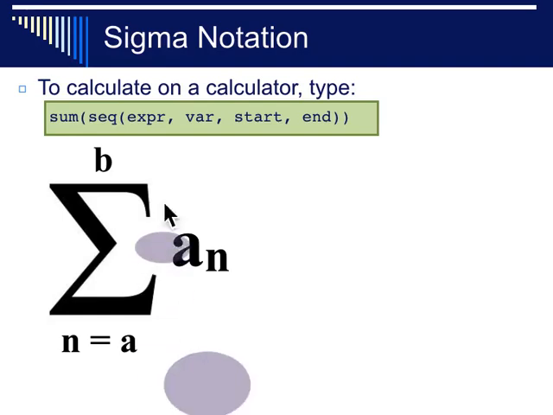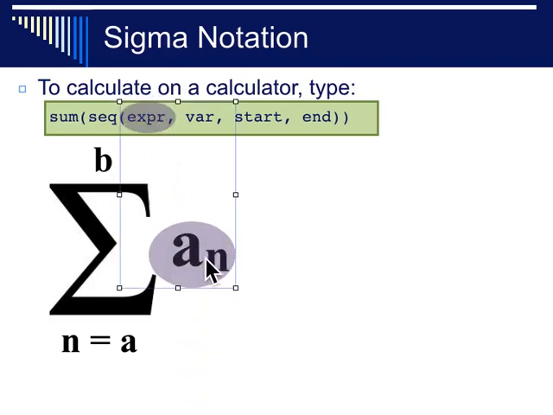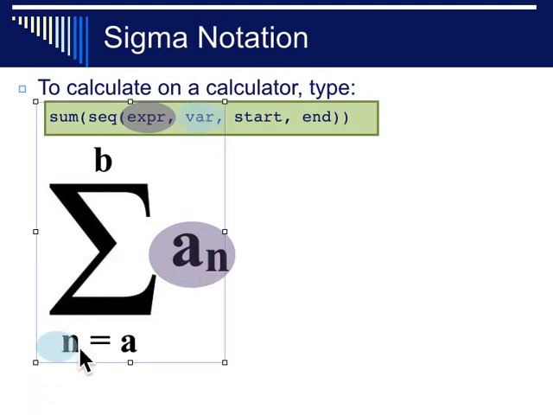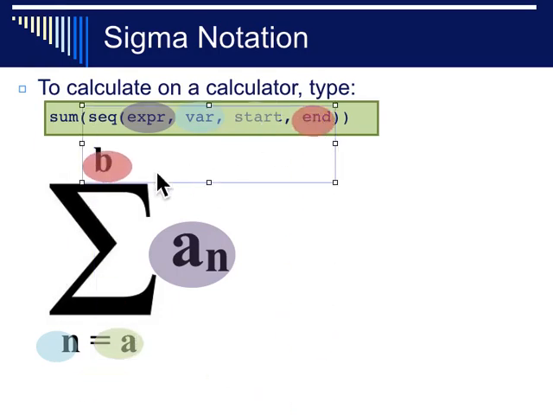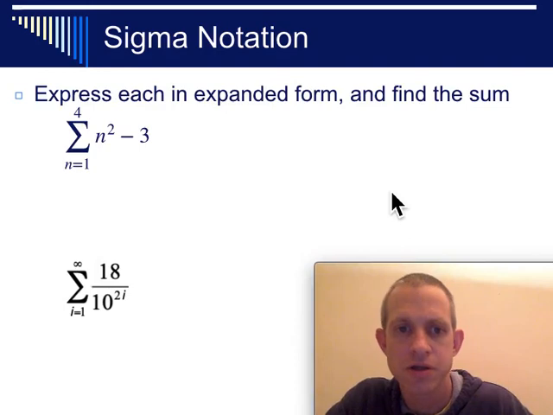The expression is whatever formula exists right here. The variable is whatever variable is chosen here, usually n, sometimes x, on computers i. And then, of course, the start value is this lower limit, and the end value is that upper limit. So here's a specific example.